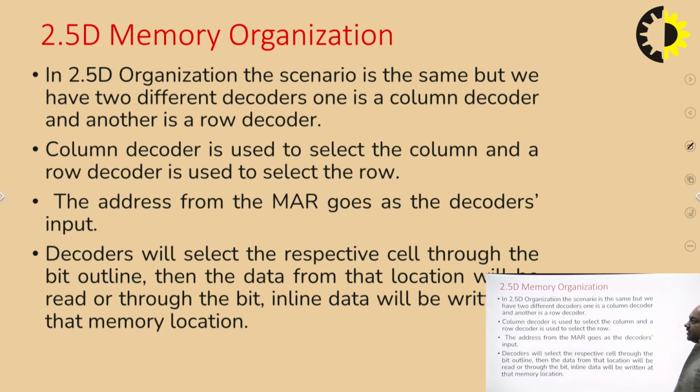The next organization is the 2.5D organization. In this there are two decoders. One is represented as a column decoder and the other decoder is used for the row, and the address from the memory address register goes as the decoder input, and the decoder will select the respective cell through the bit line, and then the data from the location will be read through the bit line and written at that memory location.